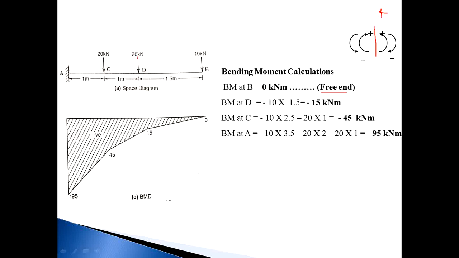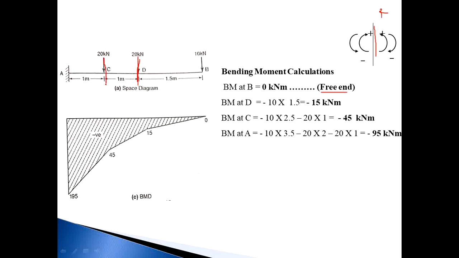Mark a section exactly at point D, and consider the right side. The number of forces on the right side is 1, that is 10 into perpendicular distance 1.5, and the direction of the moment with respect to point D is clockwise, and clockwise moment is minus. So minus 10 into 1.5, that is minus 15 kilonewton meter. Then next, bending moment at C.